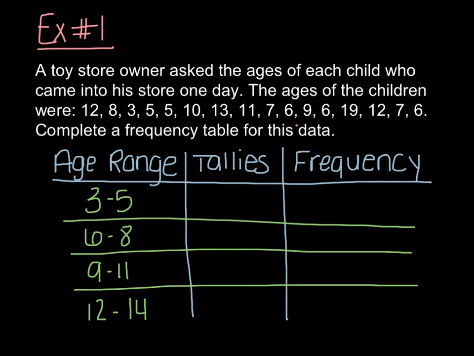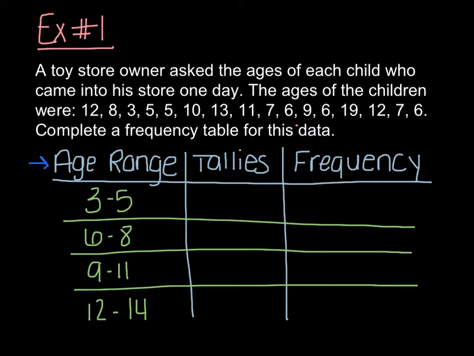We have example 1. A toy store owner asked the ages of each child who came into his store one day. The ages of the children were 12, 8, 3, 5, 10, 13, 11, 7, 6, 9, 6, 19, 12, 7, and 6. We're going to complete a frequency table for this data. So I kind of already set it up for us. I decided to make my ages.